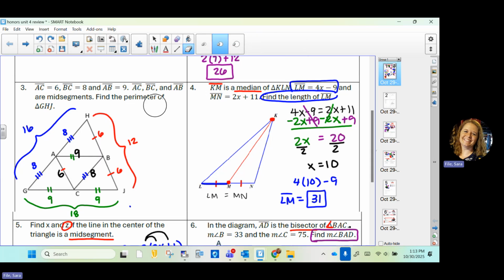Now the question asks for the perimeter of GHJ. GHJ is the entire outer triangle. So I want the whole distance all the way around. So it's going to be 16, 12, and 18 all added together. So that's 20, 30, 46.